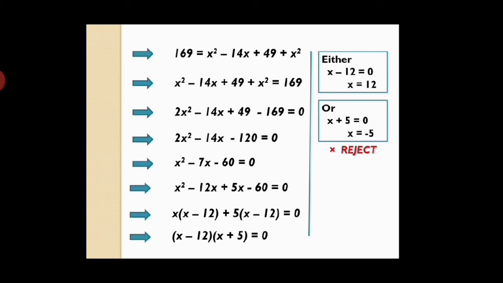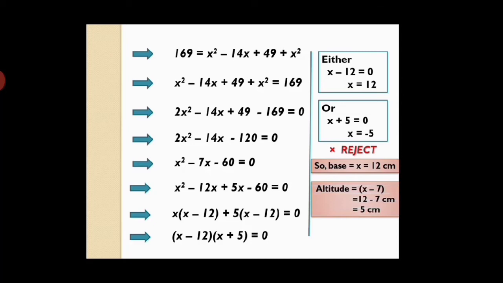This answer we will reject. And why we will reject this x equal minus 5? Because length cannot be negative. So base will be x equal 12 centimeter and altitude will be x minus 7. 12 minus 7, it means 5 centimeter.